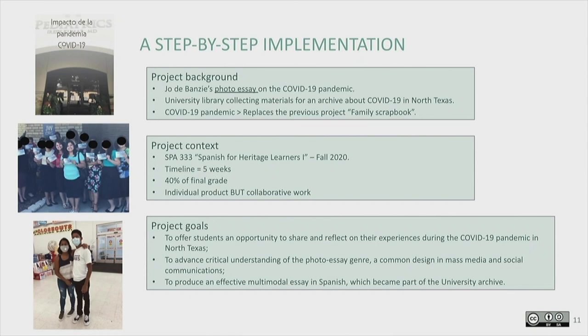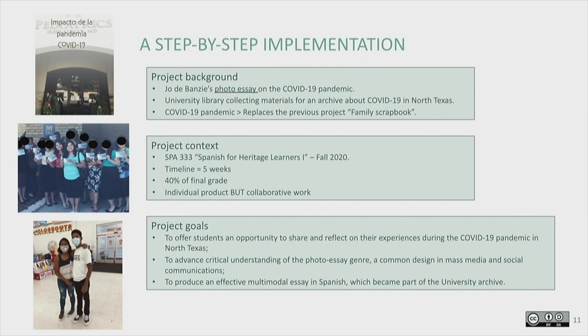This is the class. At the time, there were 15 students. The timeline was the first five to six weeks. It was 40% of the final grade, which I think is important if you implement project-based learning. The project became your first and main assignment, so it's going to be a big chunk of your final grade. It was individual work. The individual product was made by each student, but it was collaborated on in several stages.